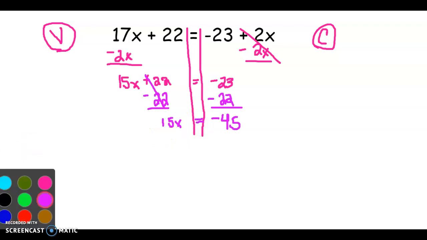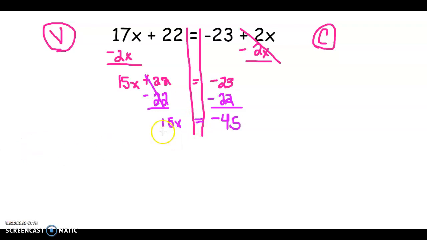I am then going to change my color. I'm going to say to myself, this coefficient is attached to my x by multiplication. So to undo multiplication, I'm going to divide both sides by that coefficient of 15. The reason why I'm dividing by 15 is because I want to get x by itself. And 15 divided by 15 is just a fancy form of 1. I want 1x on this side, and that's what I now have.